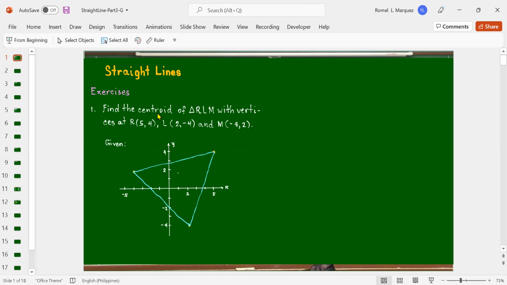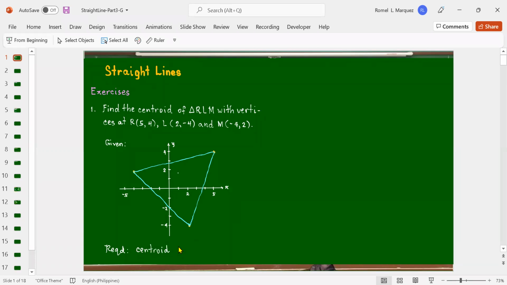So we are asked to find the centroid. And when you say centroid, it is what, guys? The point of concurrency of the three medians, no? Meaning the three medians will intersect at a common point called the center of the triangle. And that center of the triangle is called the centroid. Is that clear, guys?